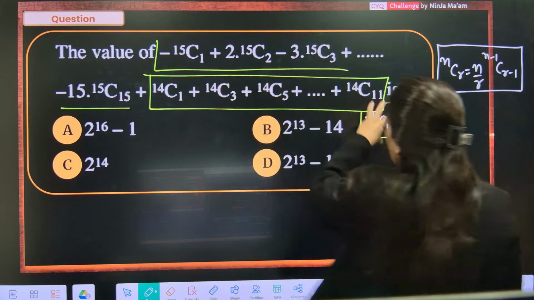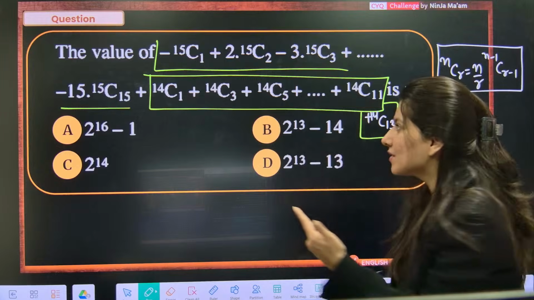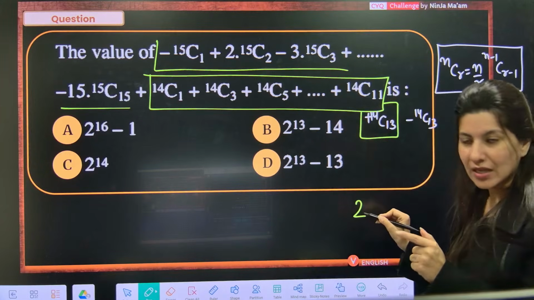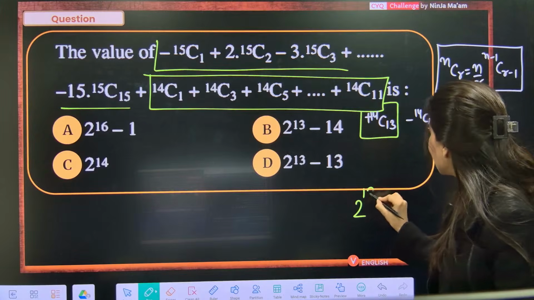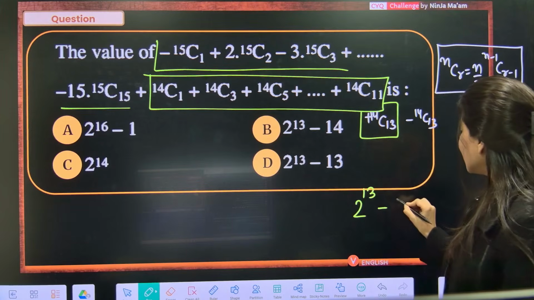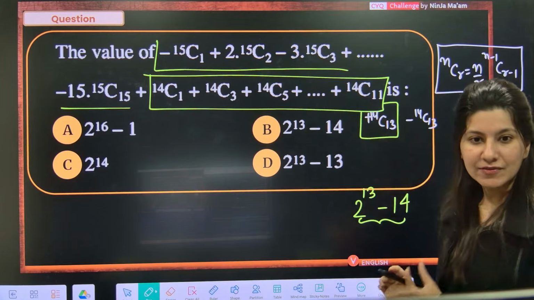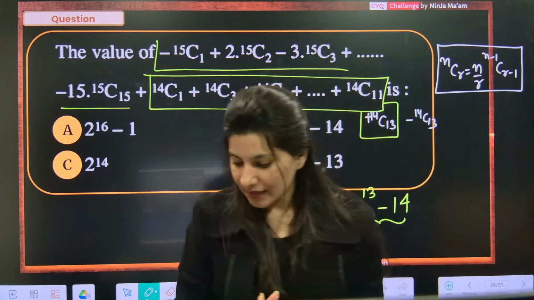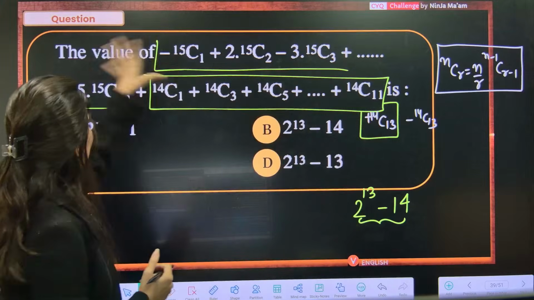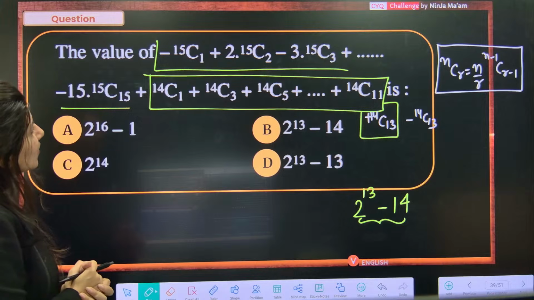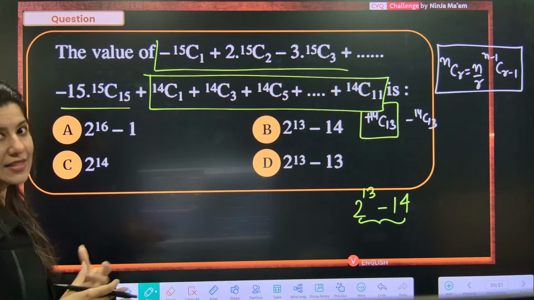So this green box is going to be 2 power n minus 1. So this thing is nothing but 2 power n minus 1, which is 2 power 13, minus this 14. So this is the second series. Okay. Now what about this? Ma'am, this is minus 15C1 plus 2 minus 3. Alternate things are going on.